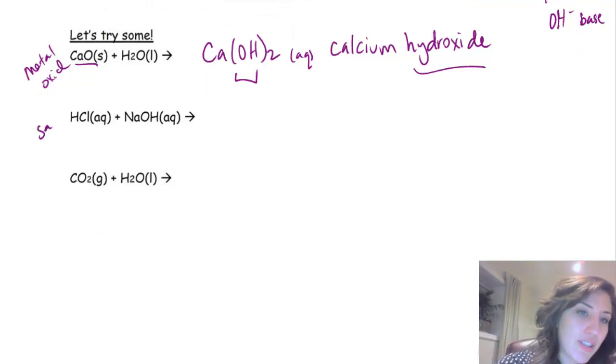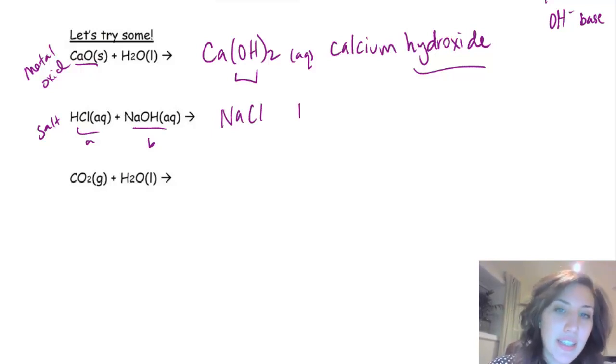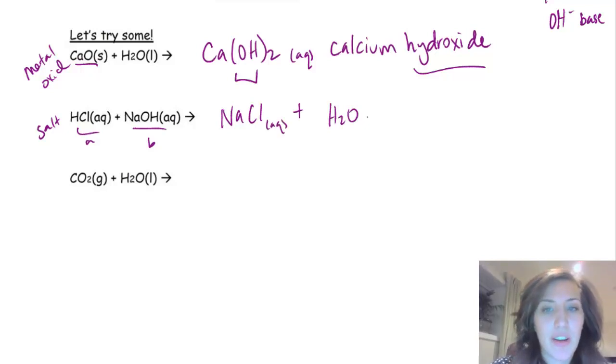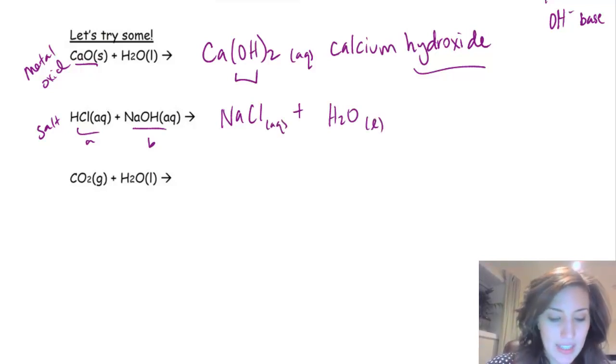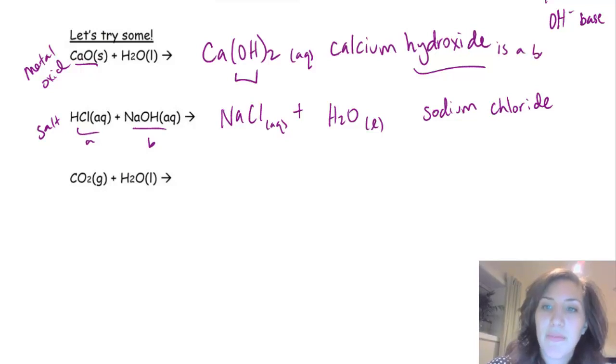Here we have just a regular old salt being formed because we have an acid and we have a base. So they're going to make a salt and a water. So always the metal goes first, NaCl plus H2O. So the NaCl will be aqueous, it will be dissolved in water. This is balanced already. Beautiful. So this is sodium chloride. And this one is a base. This one is a salt.